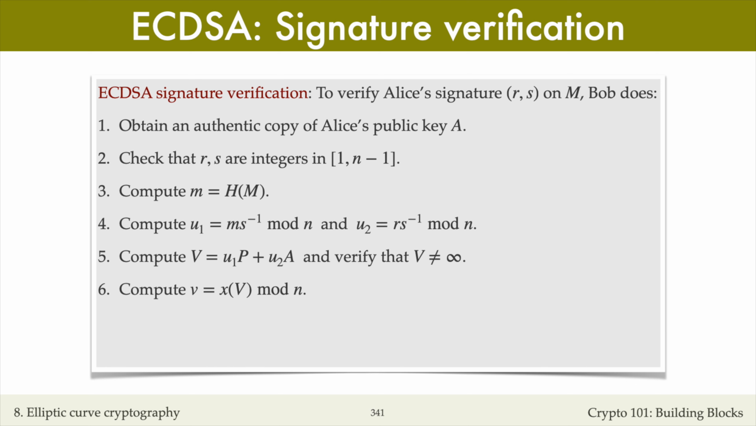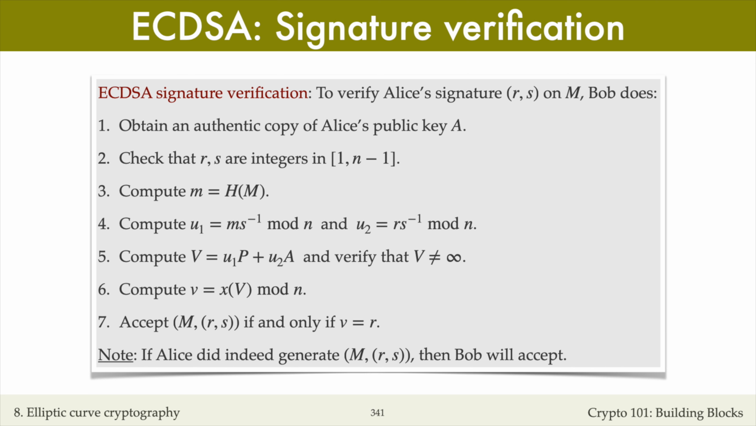Finally, Bob computes little v as the x-coordinate of capital V modulo n. And he accepts the signed message if and only if v equals R. So we've justified that if Alice properly generated the signed message, then Bob will certainly accept it.